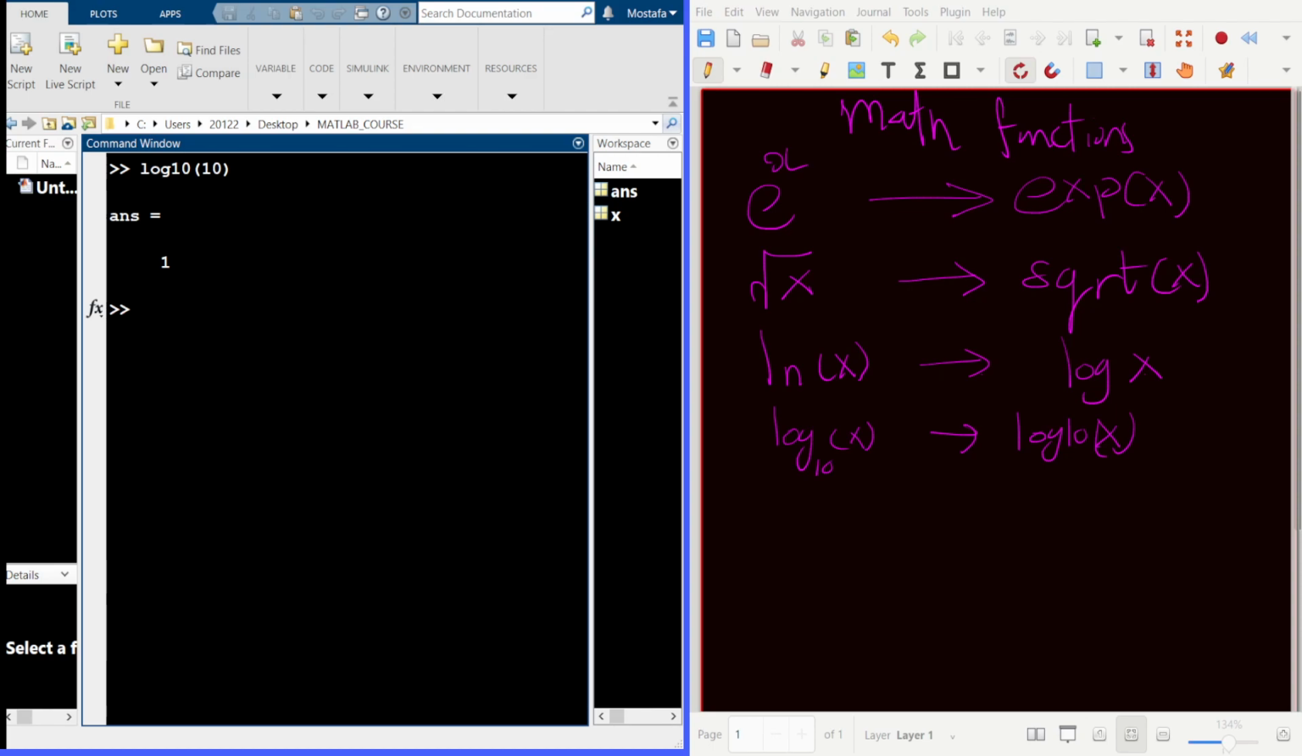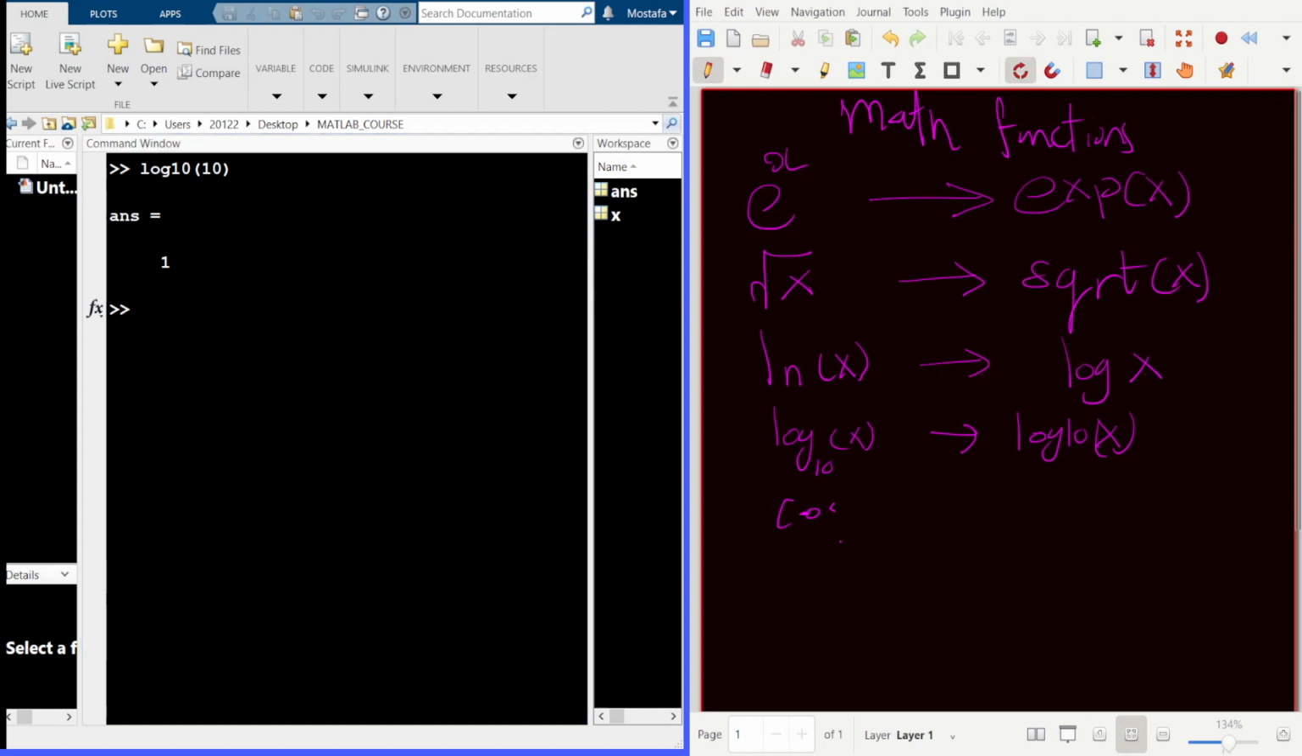And that answer should be 1, of course, as expected. Trigonometric functions can also be computed in MATLAB. So obviously, you have cosine x, sine x, tan and everything, and the way they are written in MATLAB is cos of x, sin of x, and so on.